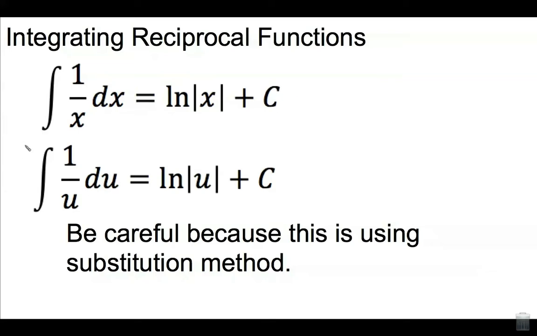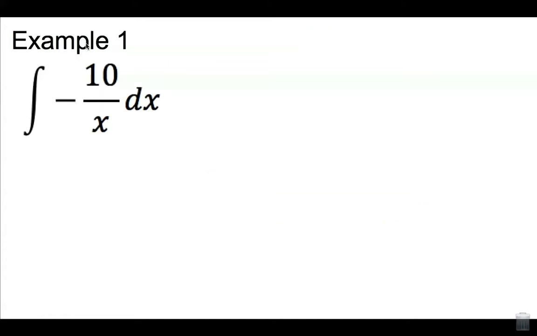All right, this is the chain rule other method right here. 1 over u du equals the natural log of the absolute value of u plus c. Here we have example 1. We have the indefinite integral of negative 10 over x dx.